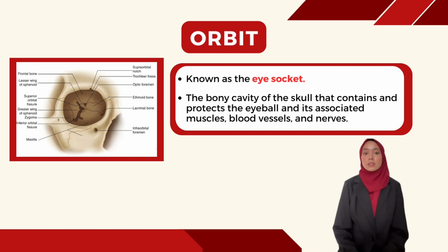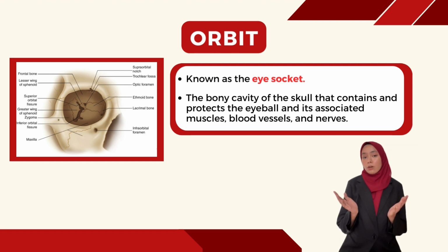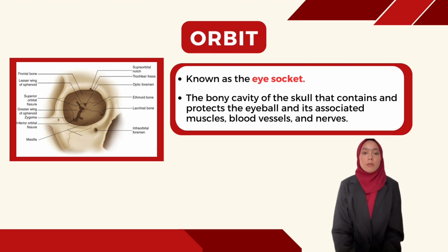Next, we are going to discuss more details about the structure of the eyes. The first one is the orbit, also known as the eye socket. What exactly is the orbit? Orbit is the bony cavity of the skull that contains and protects the eyeball and its associated muscles, blood vessels, and nerves. The orbit also includes the eyelid and bones around the eyes.